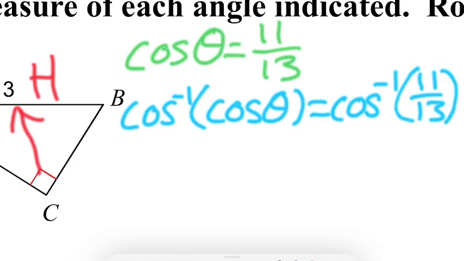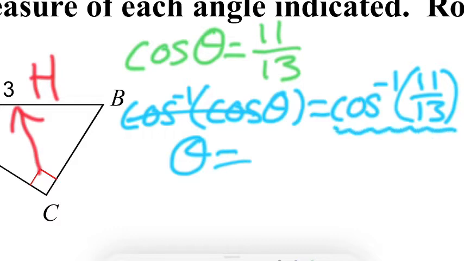So inverse of cosine and cosine cancels out. You're left with theta equals, and you can put this into your calculator. It is second cosine. So once you put this in your calculator, you get 32.2 degrees.